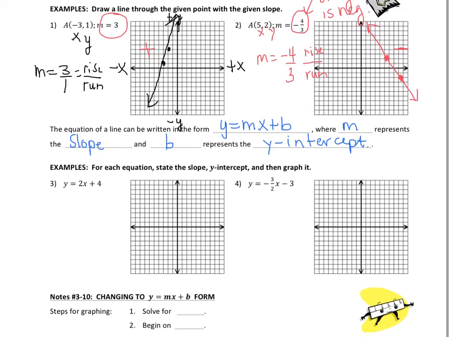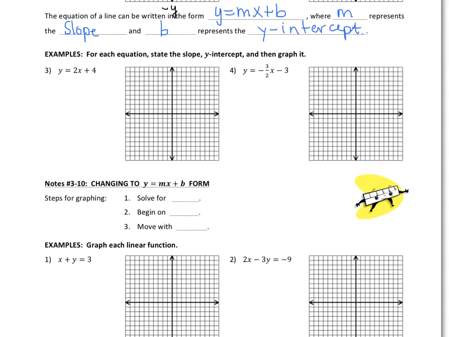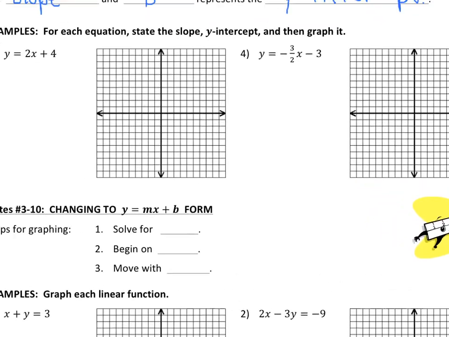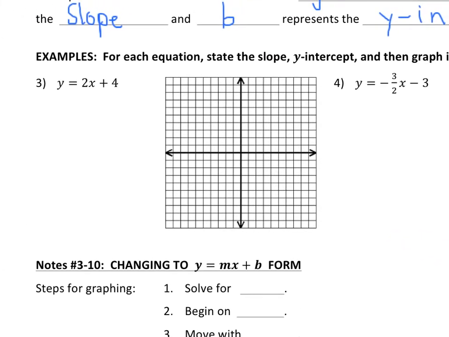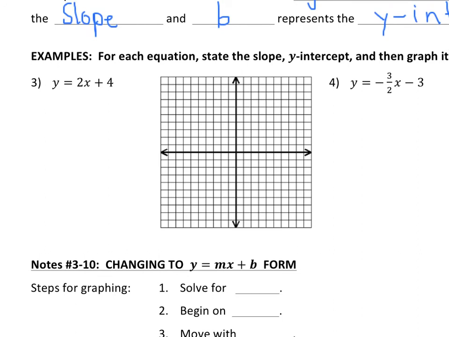Alright, so let's look at example 3. I'm going to zoom in on this a little bit. On example 3 it says state the slope, y-intercept, and then graph it. So if we look at this and see that this is written in y equals mx plus b, then we're going to see that the 2 represents our m and the 4 represents our b. So we're going to start off by saying that m equals 2 and b equals 4. Now remember, the b is the y-intercept.